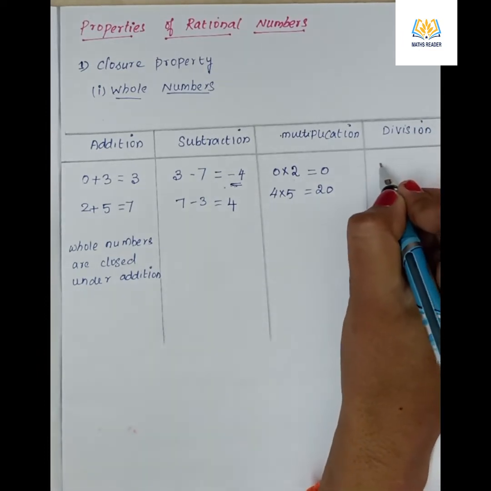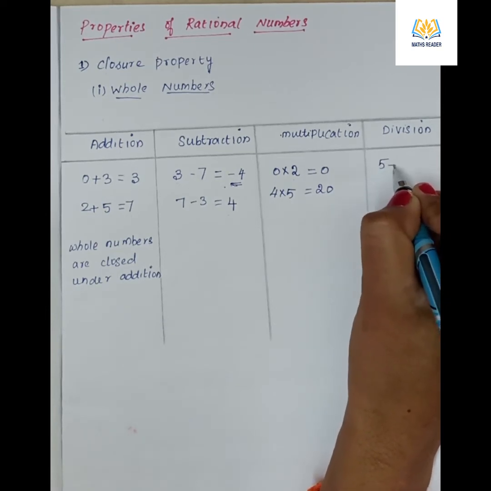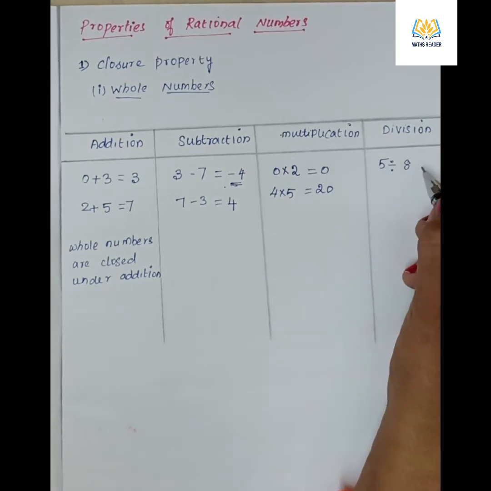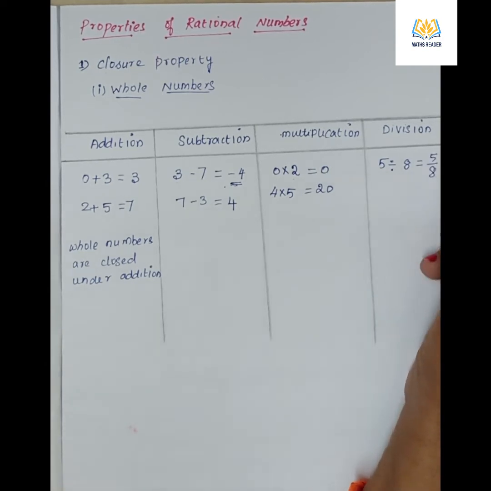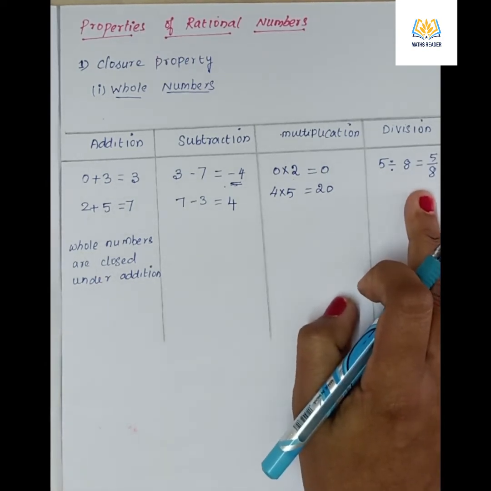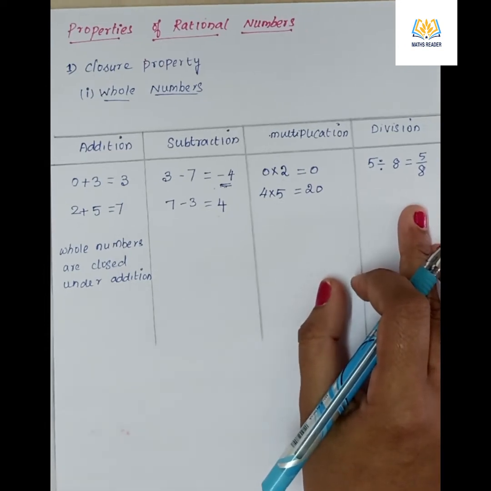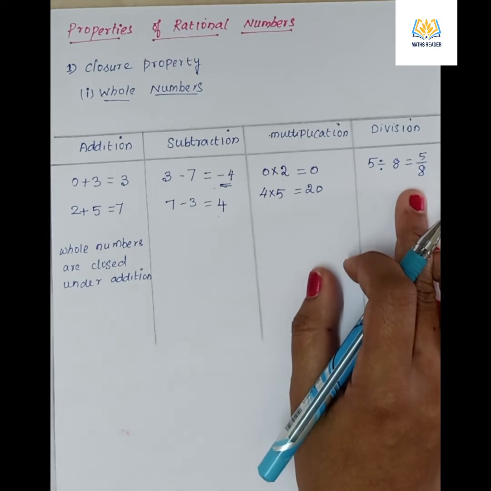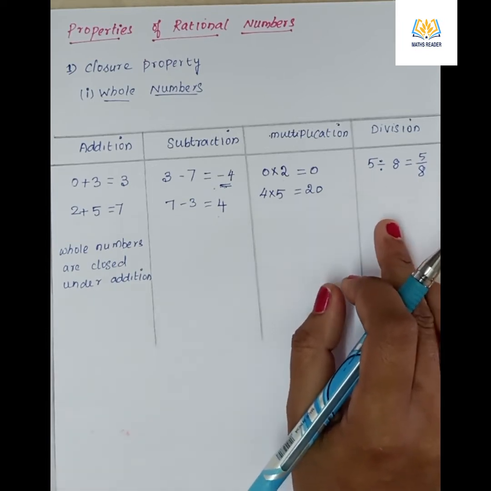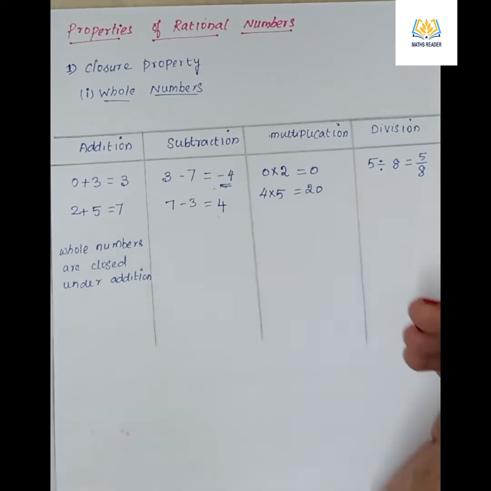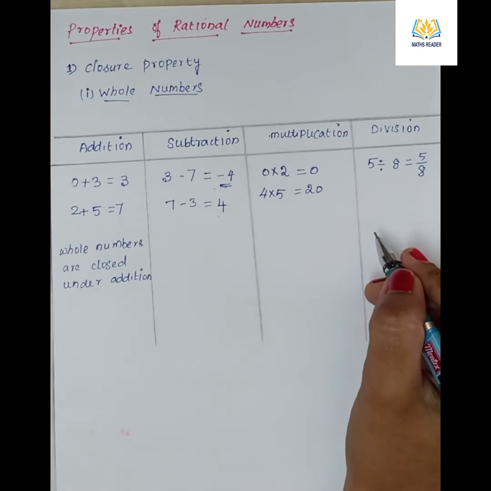Next is division. 5 divided by 8 is equal to what will we get? We will get a rational number. 5 by 8 is a rational number. So a rational number is not a whole number. So whole numbers are not closed under division.